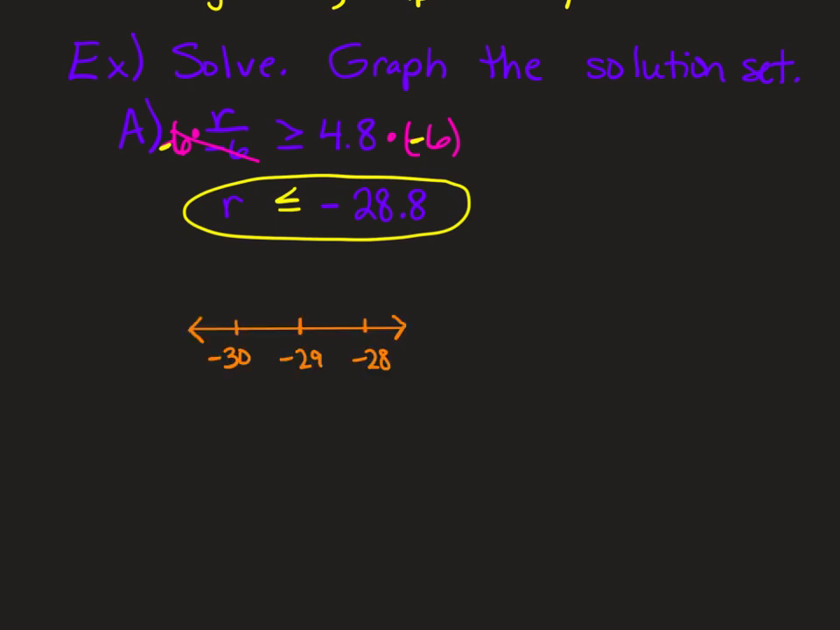So now we're going to graph this solution set. Normally you're going to graph an integer, but this is -28.8. It's between -28 and -29, closer to -29. So I'm going to place my dot close to -29. And it has a line, so I take my time, shade it in, and we see that it's a less than, so we go to the left for less than.